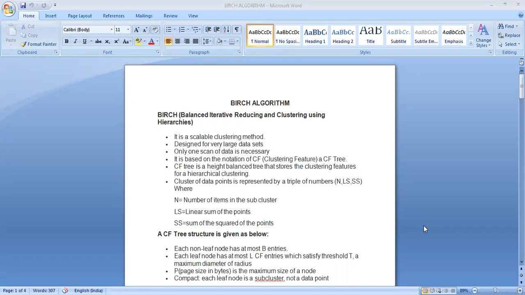This algorithm is especially designed for creating clusters. This algorithm uses the concept of the balanced tree in clustering. In it, we use the property of the height balanced tree in which the root nodes and the internal nodes do not actually store the data, but the clusters are stored at the leaf nodes.